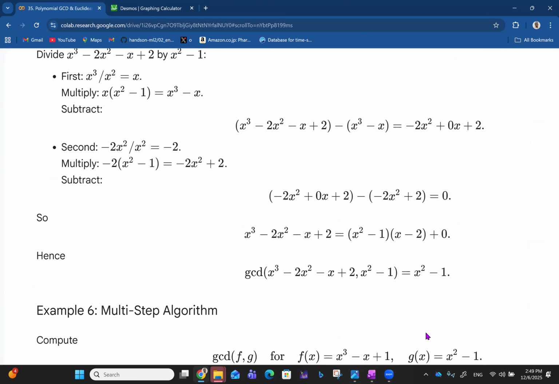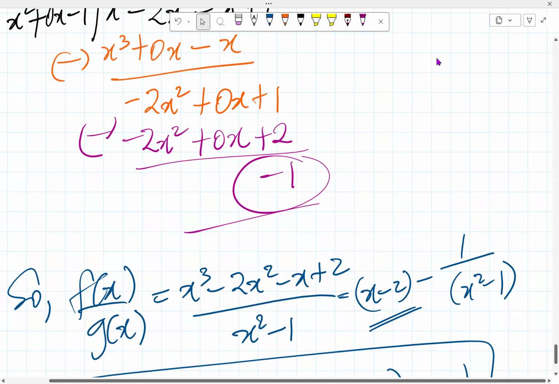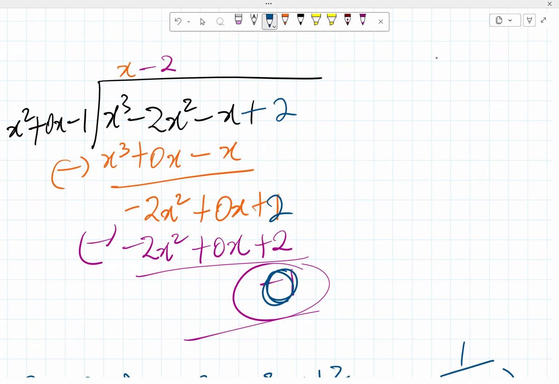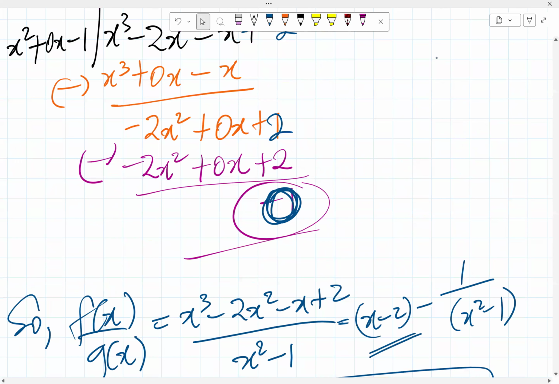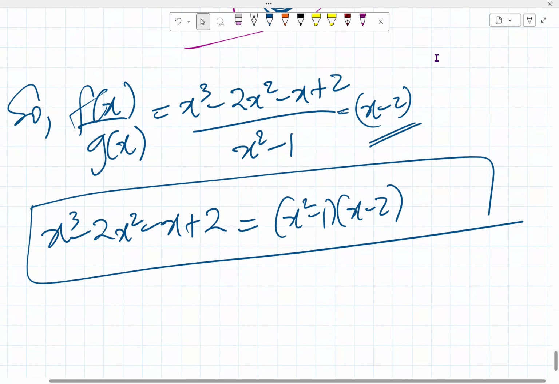Okay, there's no remainder. What did I do wrong? This is plus 2. Okay, I guess there's a mistake. It's plus 2, sorry. This is plus 2, my bad. So this is 0. Okay, sorry. So there's really no remainder. So this is gone. So no remainder.